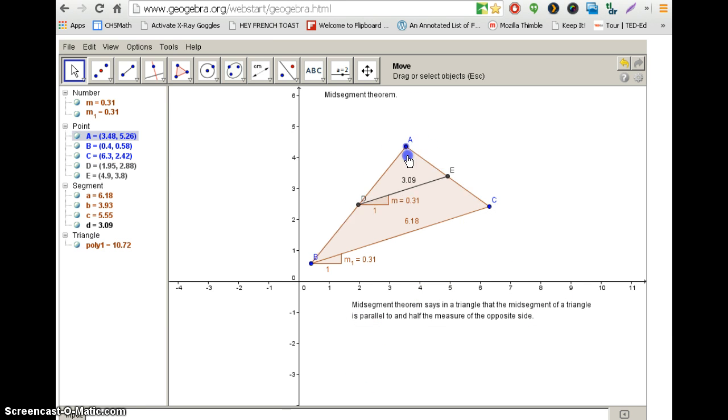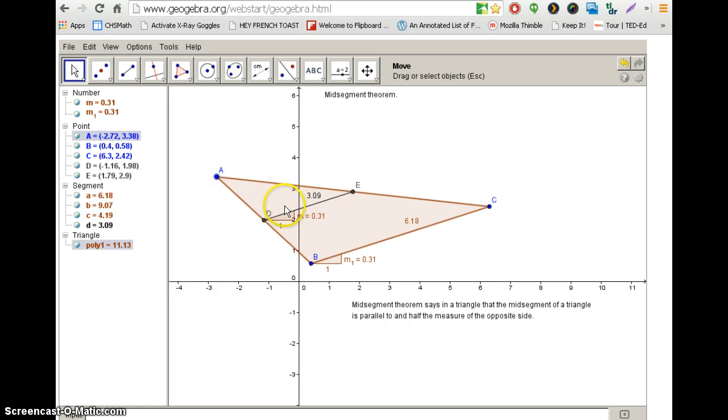And we saw that was true. Look, no matter how that triangle is, this value, the slope and the measure, is tied not to AB or AC, but to BC.